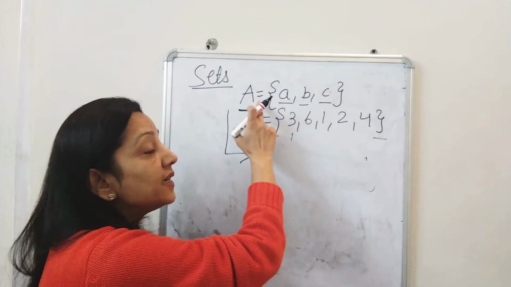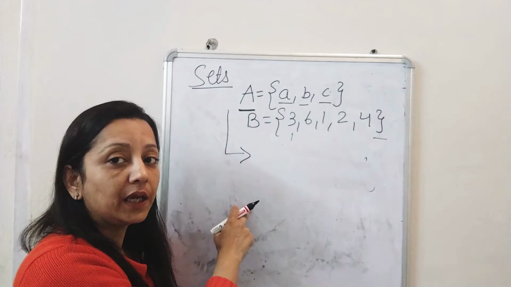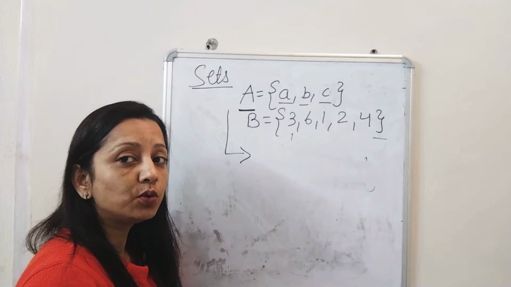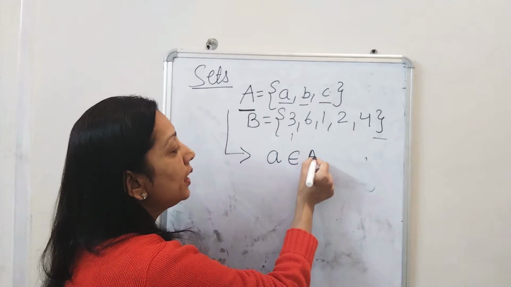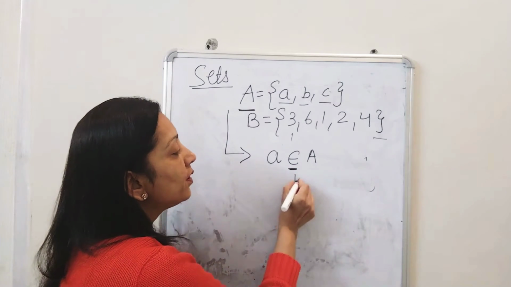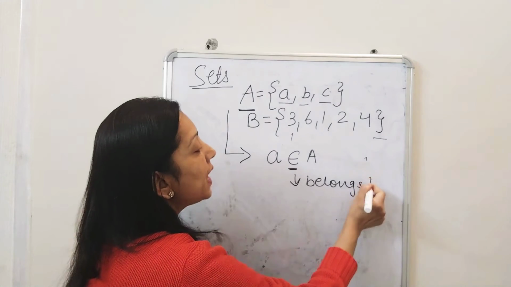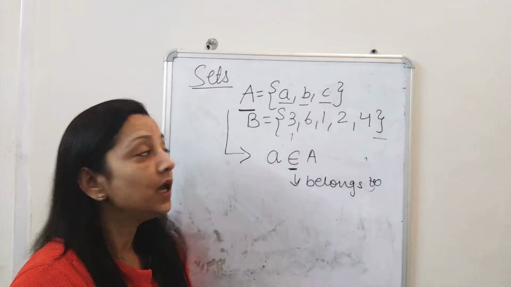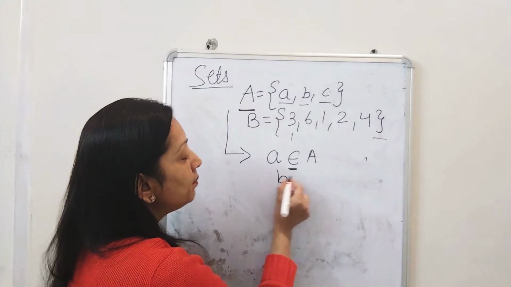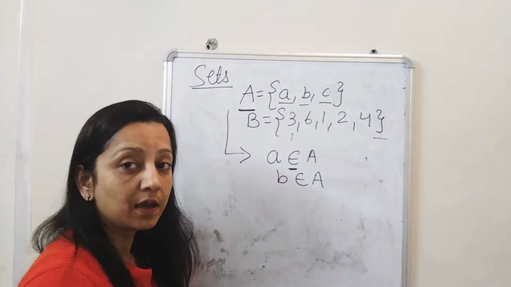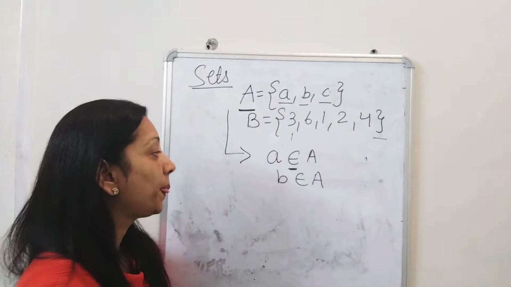So if small a is an element of capital A, then I can say that a belongs to set A. So this is how I write: a belongs to A. This is the symbol of belongs to. So I say that small a belongs to capital A. Similarly, I can say b belongs to set A. Yes, b belongs to set A because b is a member of set A.